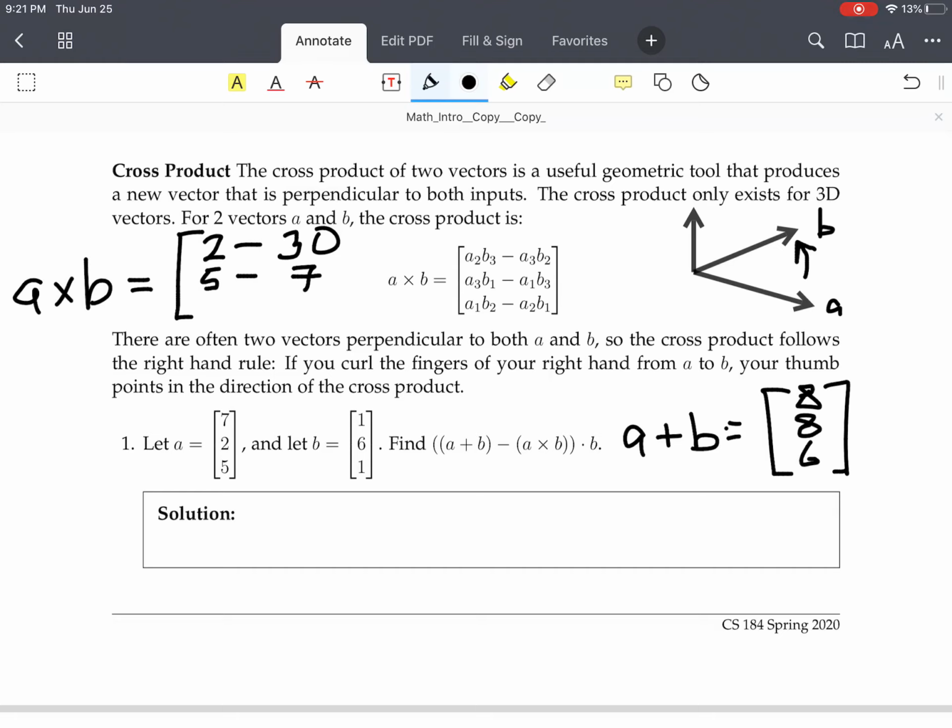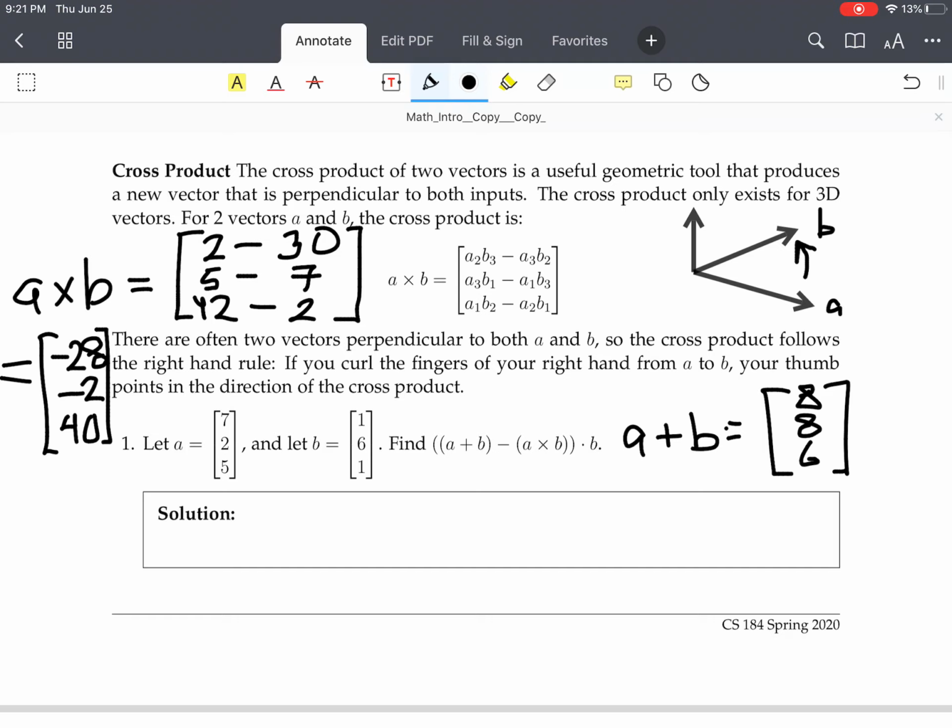And then a1b2, so that's 7 times 6, 42, minus a2b1, so 2 times 1, 2. Okay, and so if I write this down here, that's going to be -28, -2, and 40. Okay, so that is A cross B.